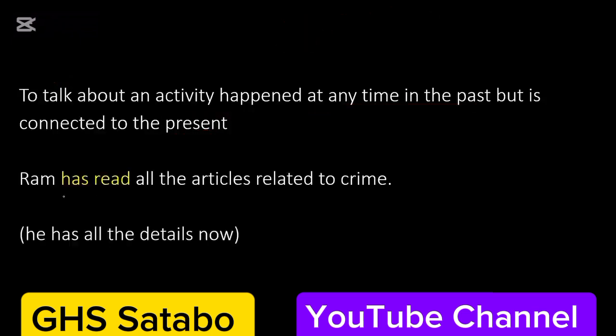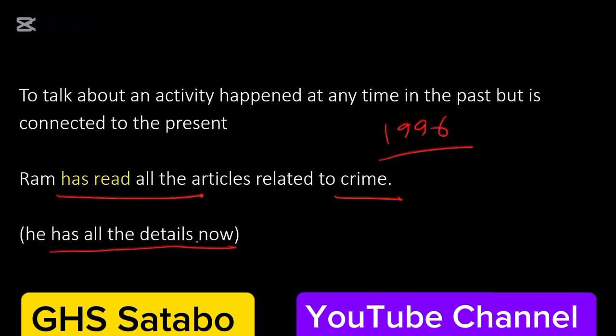Example, Ram has read all the articles related to crime. So now, if today you ask Ram, do you have information about that crime that happened in 1996? He would clearly say yes, because he has read all the articles related to the crime. So in the present, he will have all the details required. That's how we use present perfect tense in situation number 4.